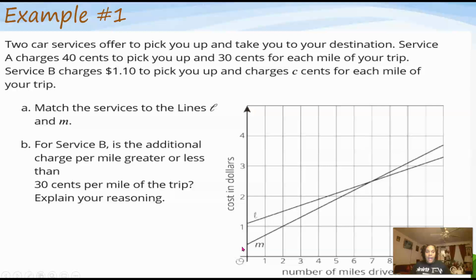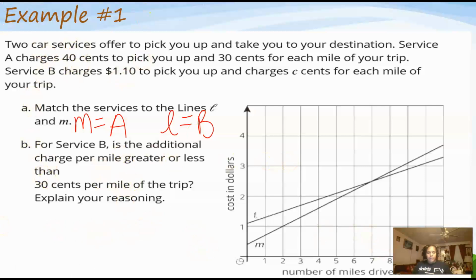So we know that M has to be company A. We're going to go with A. And line L has to be company B because it's above $1, okay? And for service B, is the additional charge per mile greater or less than 30 cents per mile of the trip? And explain your reasoning.